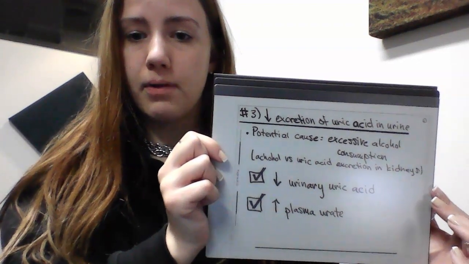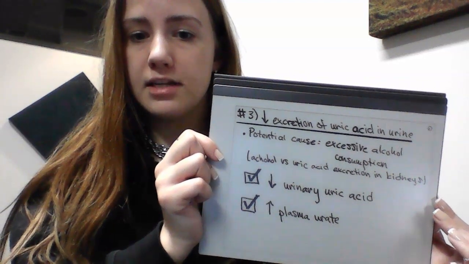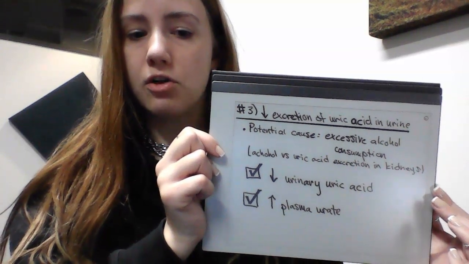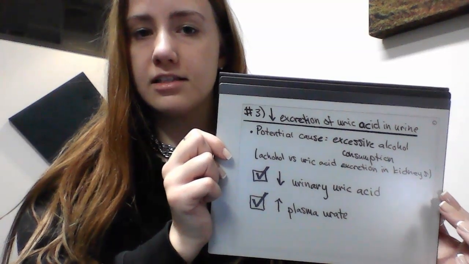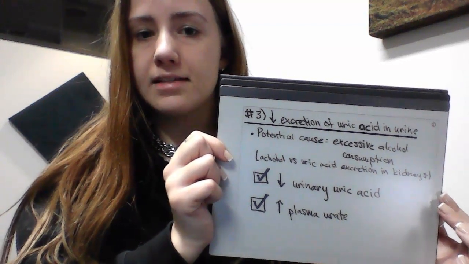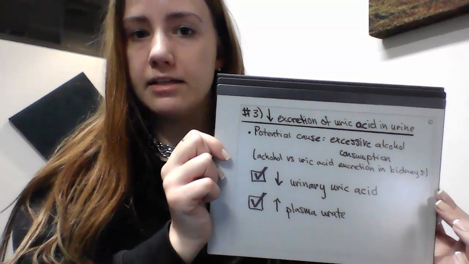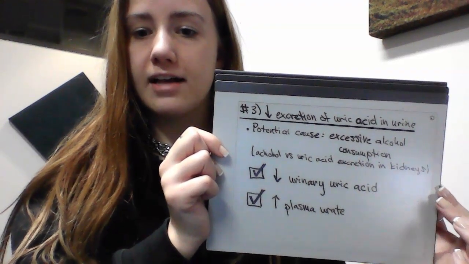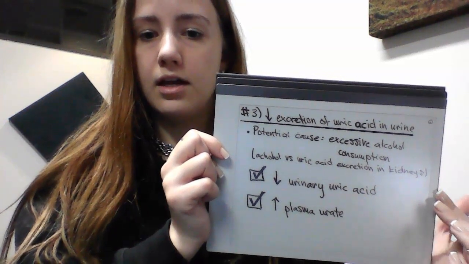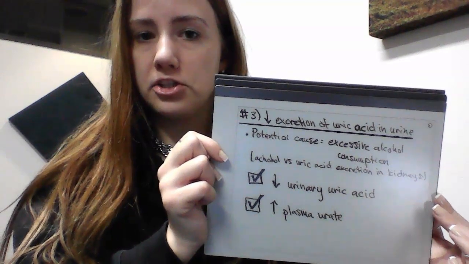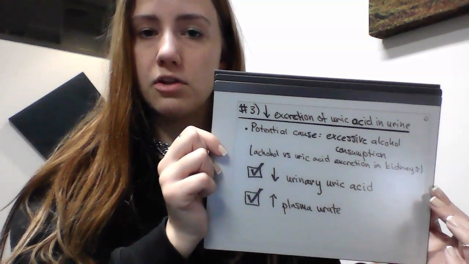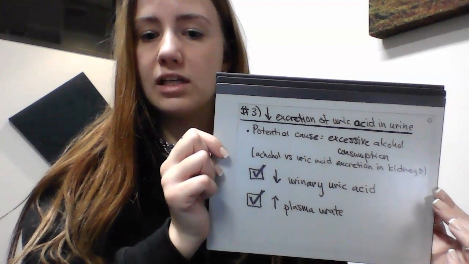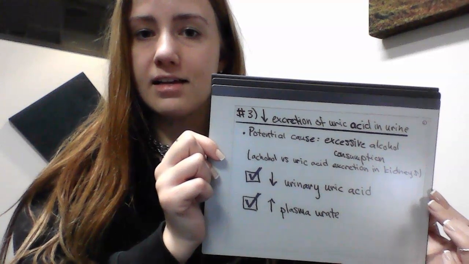So for the third possibility, I do believe that this patient has a decrease in the excretion of uric acid in the urine. One potential cause of this is excessive alcohol consumption, and this is because alcohol and uric acid compete for excretion in the kidneys. If there was a decrease in excretion of uric acid in urine, then this would clearly lead to a decrease in urinary uric acid. This would also lead to an increase in uric acid in the body as it accumulates, which would lead to an increase in plasma urate as it dissolves into the blood.